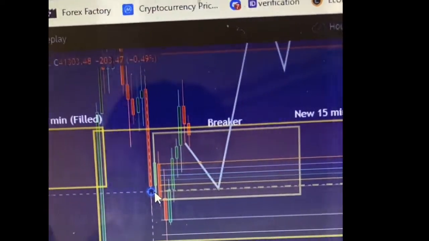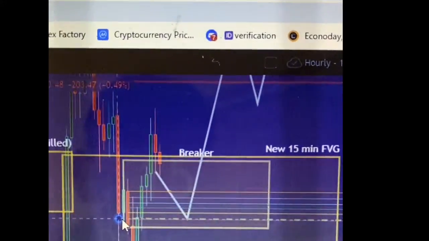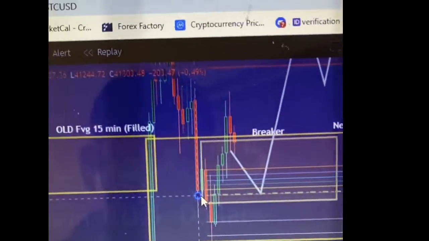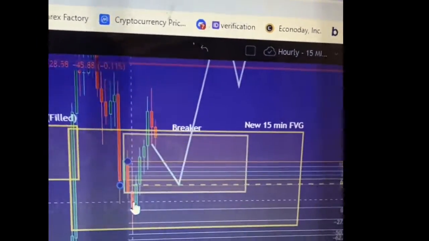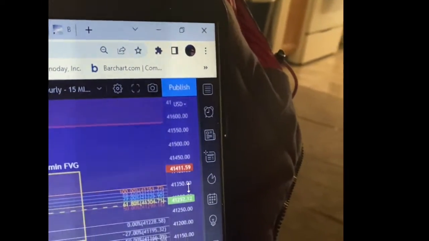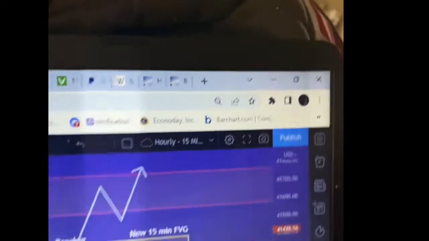Alright, typically not the video that I make, but I just wanted to do it on the fly. We are on Bitcoin, and what I'm seeing right now is that we do have this fair value gap. Over here is the price. Let me pull this down a little bit so we can see what we're going to see here.